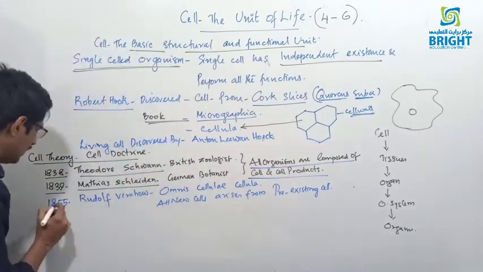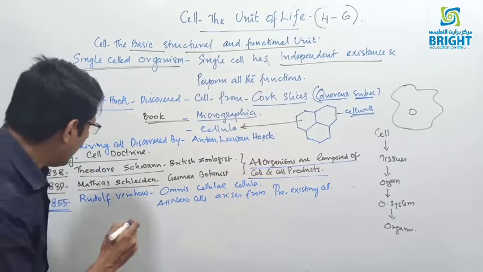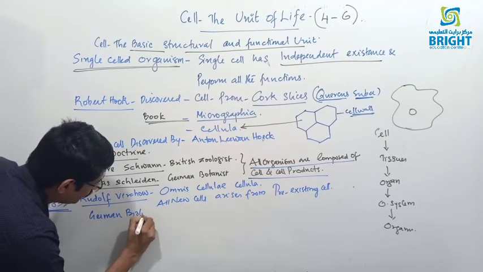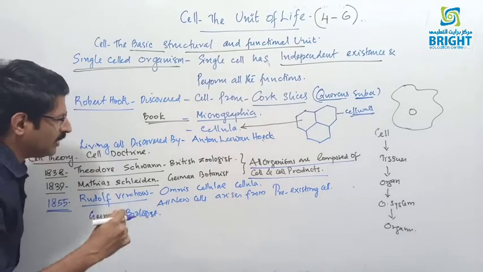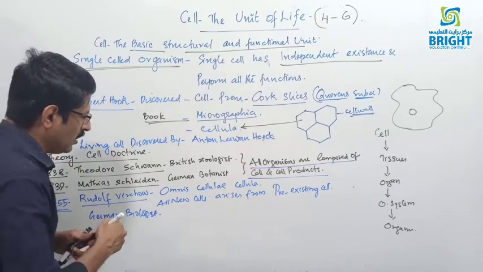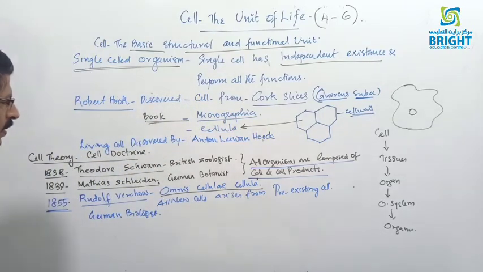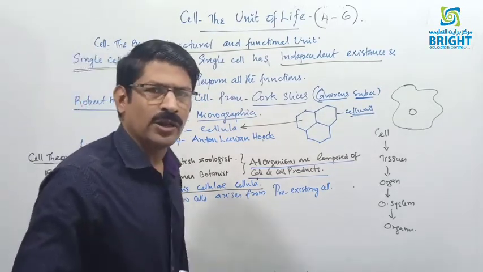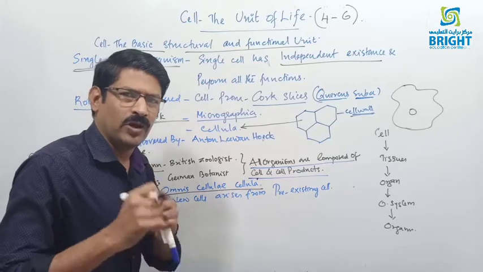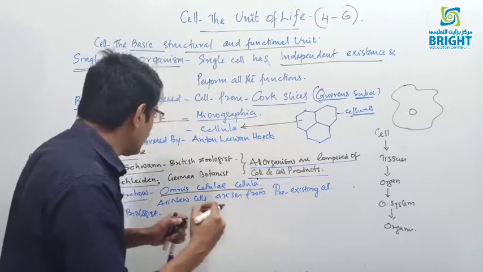After 16 years, that is in 1855, the cell theory was modified by Rudolf Virchow, a German biologist. He studied cell division, or cell formation, and he introduced the statement omnis cellula e cellula, which means all new cells arise from pre-existing cells. We know that a new cell originates only by the division of the previous cell. So this is the cell theory.